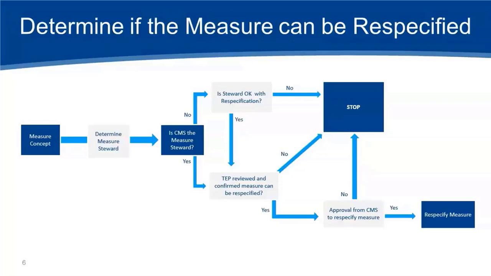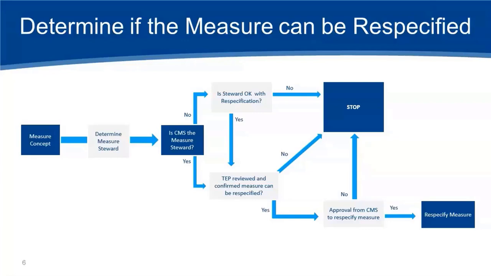So a first step is to look at the measure concept you're interested in, and figure out who that measure steward is. If it's CMS as the measure steward, then you probably won't have any problems, because presumably CMS is the one who asked you to consider respecifying that measure in the first place. So if that's the case, then you would need to have it evaluated by a TEP and have them really look carefully at those measure specifications and confirm, based on their technical knowledge, whether that measure can or even should be respecified into an eCQM.